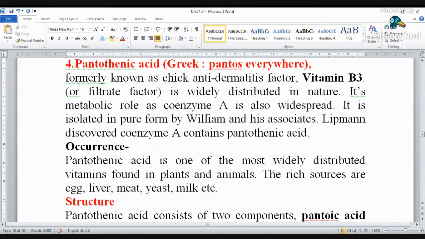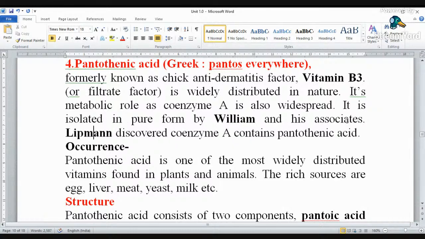Williams isolated it in the pure form, but the role of coenzyme A, the active form of the vitamin pantothenic acid, was given by Lipmann.